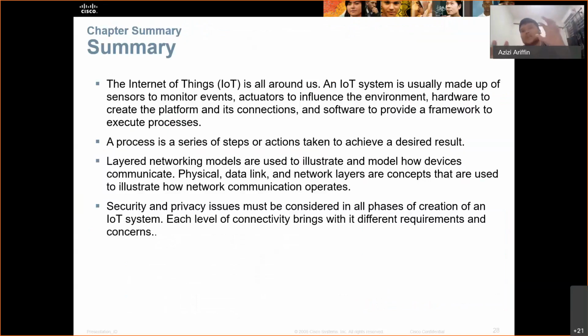Dan untuk communication model ni, untuk make sure that all the IoT devices can talk to the application, can talk to the gateway, can talk with another microcontroller. Dia ada some standardization model. Dan selalunya orang menggunakan TCP/IP. Okay, so and also there is some security and privacy issue must be considered when we are deploying IoT solution. Alright, so I think that's all in chapter 6.